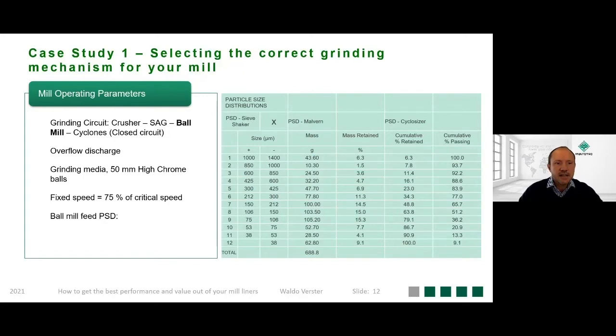Moving on to the case study itself, let's look at the mill operating parameters for this case study. So the grinding circuit, it is a crusher in series with a SAG mill, ball mill, in closed circuit with cyclones. And the focus of this case study is on this ball mill. The ball mill has an overflow discharge, also important to note. Grinding media is correctly sized at 50 mm diameter high chrome balls. It's being operated at a fixed speed of 75% of critical speed.